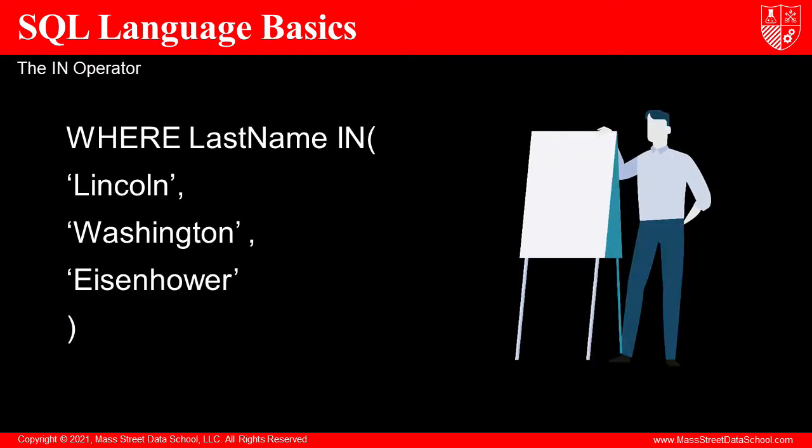The last element of filtering we are going to talk about is the in operator. The in operator lets us match on more than one value without writing numerous AND lines in your where clause. In many cases, the number of values you might want to match on is so numerous that it would be impractical to write that many AND lines anyway.